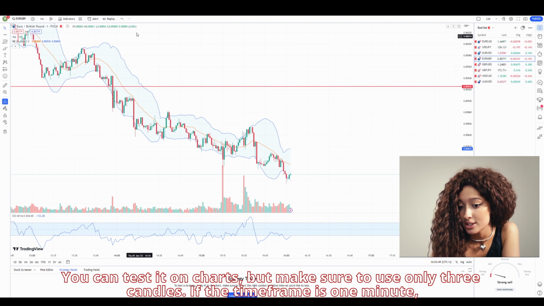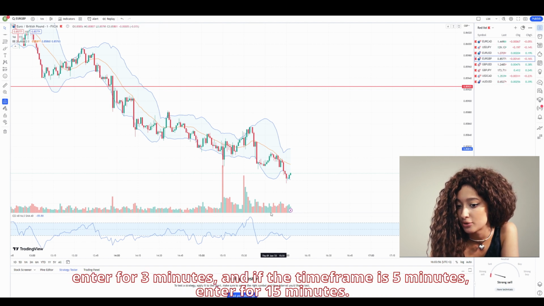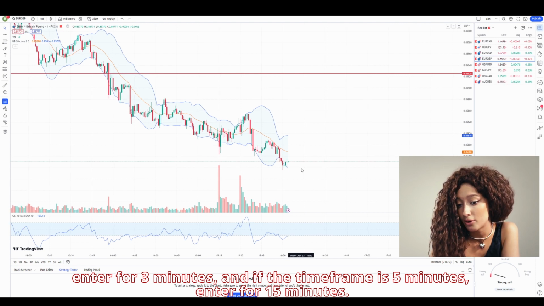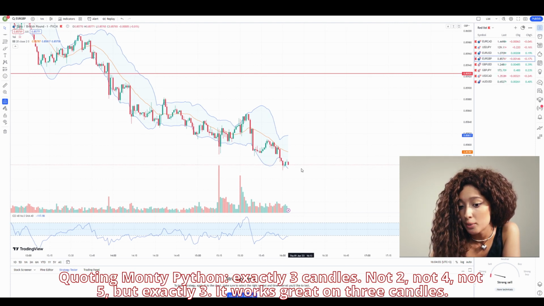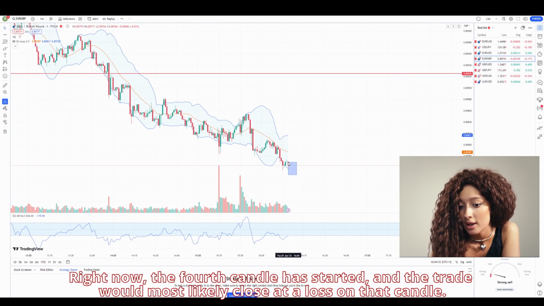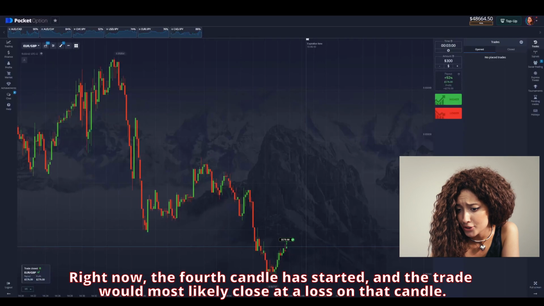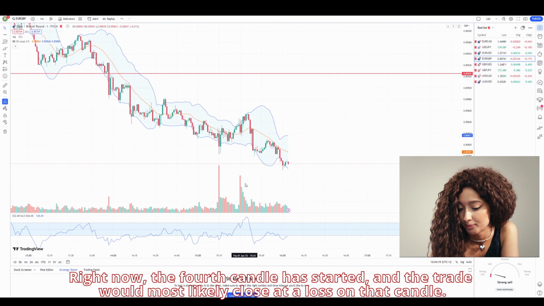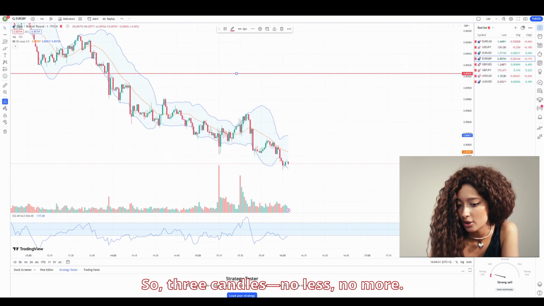You can test it on the charts, but make sure to use only 3 candles. If the time frame is 1 minute, enter for 3 minutes, and if the time frame is 5 minutes, enter for 15 minutes. Warning: exactly 3 candles, not 2, not 4, not 5, but exactly 3. It works great on 3 candles. Now the 4th candle has started, and the trade would most likely close at a loss. So 3 candles, no less, no more.